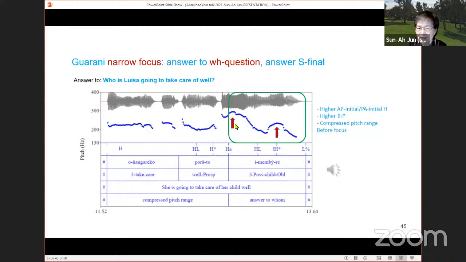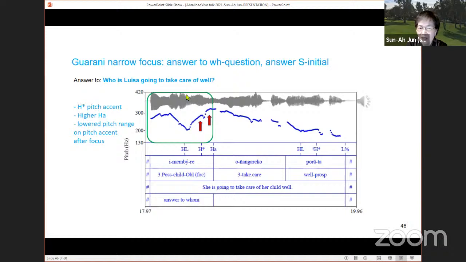When the same sentence, answering the question, is now produced with the focus word at the beginning of the sentence, same meaning but the word order is changed, the pitch accent is now not downstepped but a simple high star, and the high A boundary tone is even higher than the pitch accent. So these are all ways of making the word prominent by having a narrow focus. And the following pitch accent has a very small pitch range.